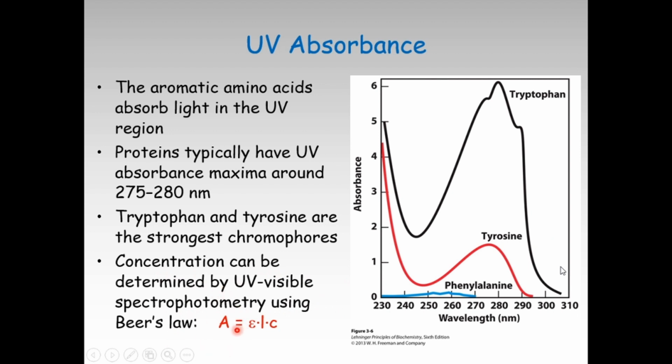That is, A equals epsilon L C, where A is the absorbance, epsilon is the molar extinction coefficient, L is the path length of the cuvette, and C is the concentration of the sample. And in this case, you will be measuring the concentration of your protein using the UV absorbance by incorporating the molar extinction coefficient and a specific path length.